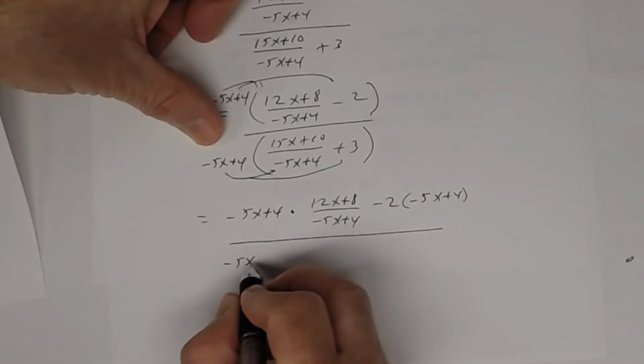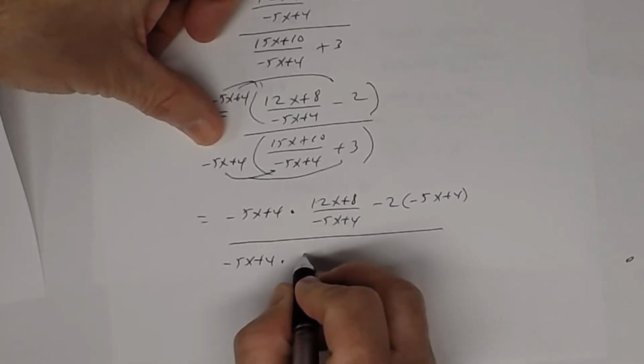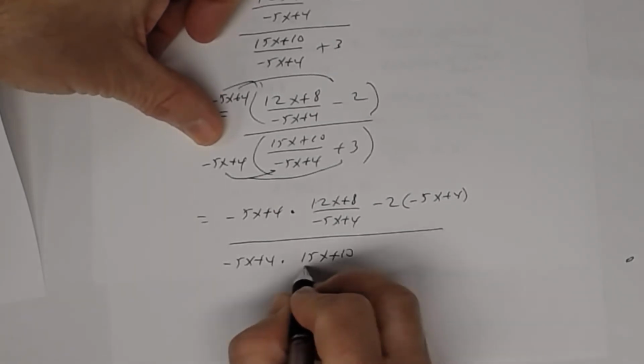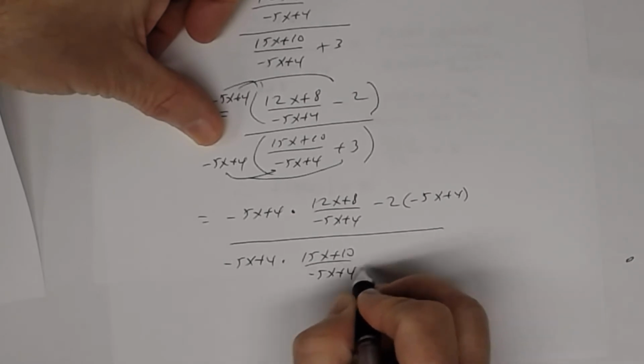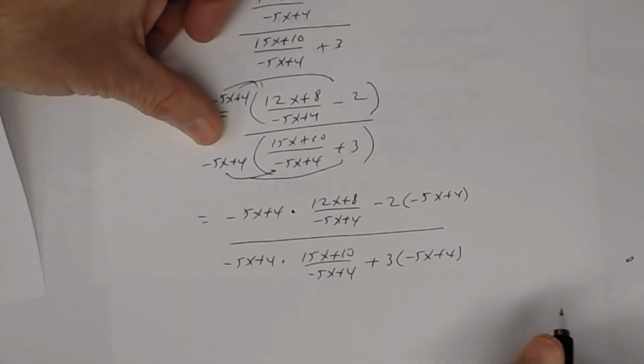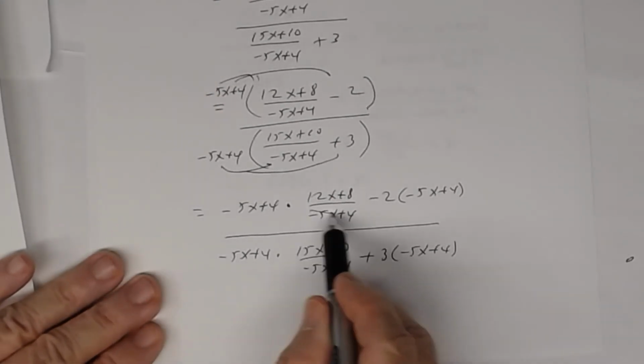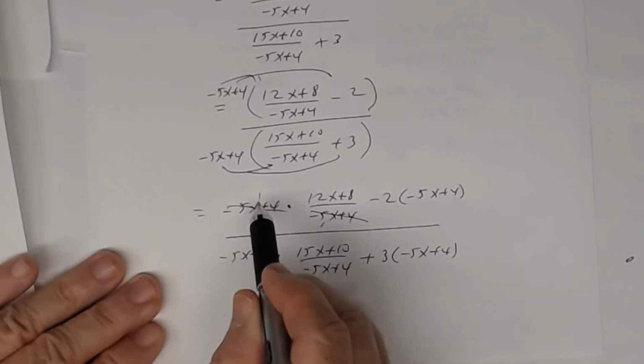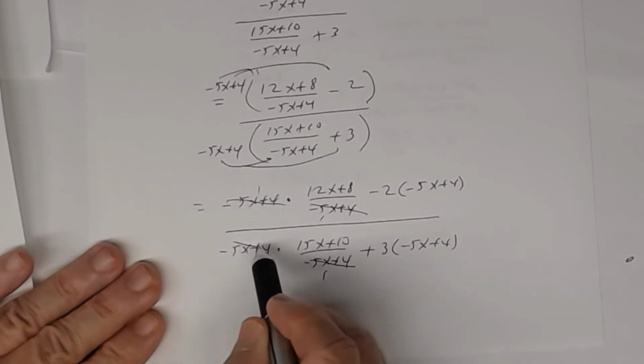So negative 5x plus 4 times 15x plus 10, divided by negative 5x plus 4, plus 3 times negative 5x plus 4. Okay? Then these divide out. You're left with 1s as factors. Same thing here, left with 1 as factors.